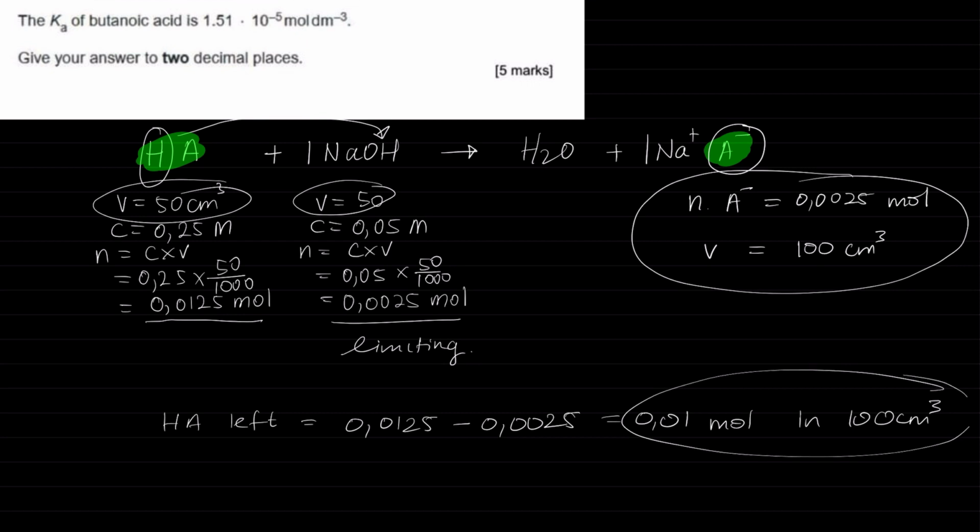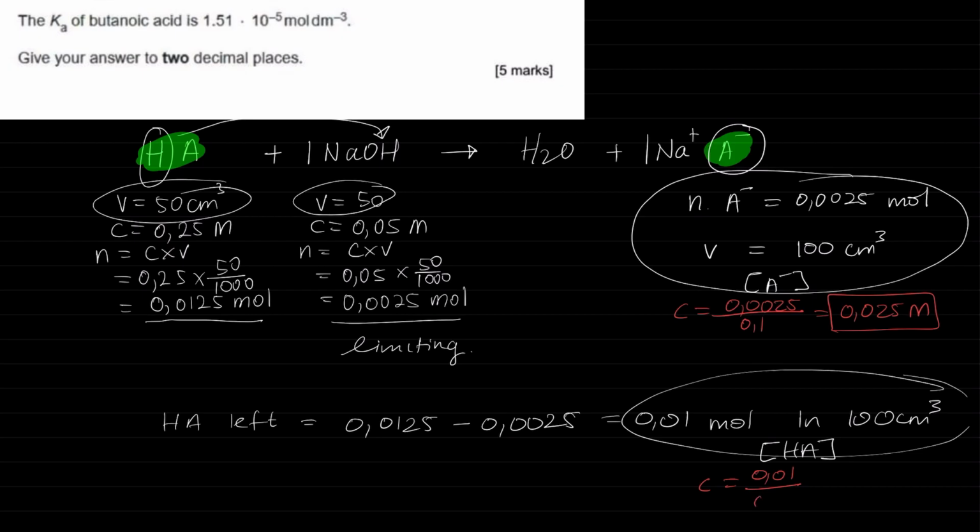So from here we can get the concentration of the HA, and we can get the concentration of the A minus. To calculate the concentration, we can say that concentration is equal to number of moles divided by volume. So 0.0025 divided by 100 divided by 1000, because we have to convert that to dm³. So that's 0.1, and that is 0.025 moles per dm³. And for the acid, the concentration is going to be 0.01 divided by 0.1, which is 0.1 moles per dm³.